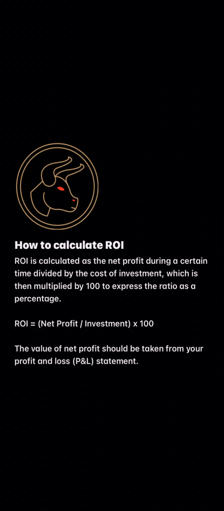So now let's talk about how to calculate ROI. ROI is calculated as the net profit during a certain time divided by the cost of investment, which is then multiplied by 100 to express the ratio as a percentage. The basic formula is ROI equals net profit divided by your investment times 100. The value of net profit should be taken from your profit and loss, or P&L, statement.